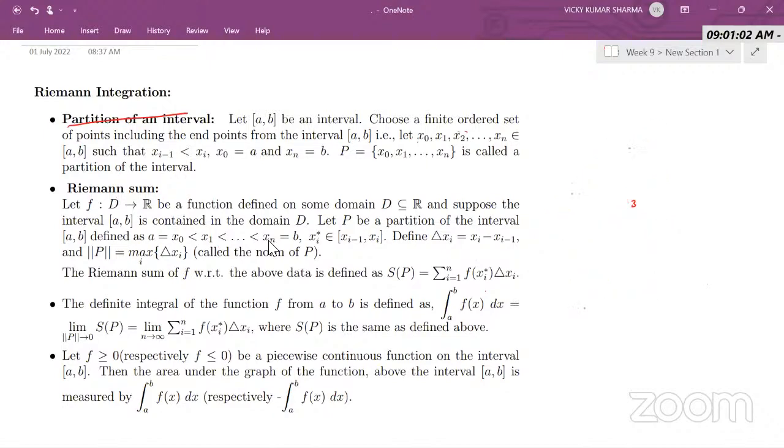Sir, after taking the maximum of it, do we then calculate the area? No, you don't do this. Do you see norm of P anywhere in your formula? No, so you don't do that. I'll tell you why we do this.